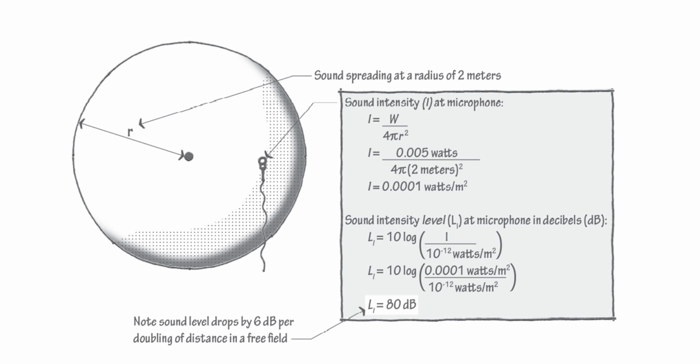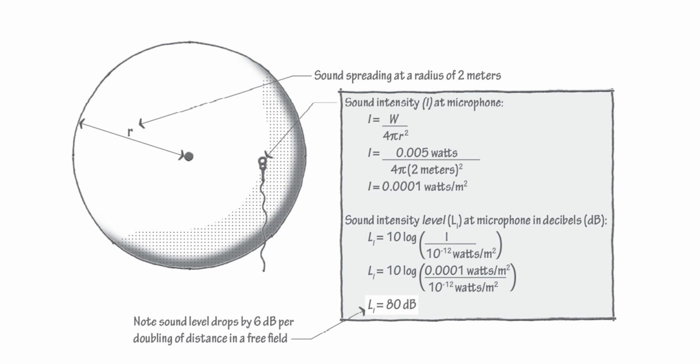Sound intensity level in terms of decibels, how do we calculate it? We just take the logarithmic form of the calculated sound intensity. For 0.0001 watts per meter square, once we take log form, it is 80 decibels, which is actually pretty loud for human hearing. Also take note that the sound level drops by 6 decibels with every doubling of distance.